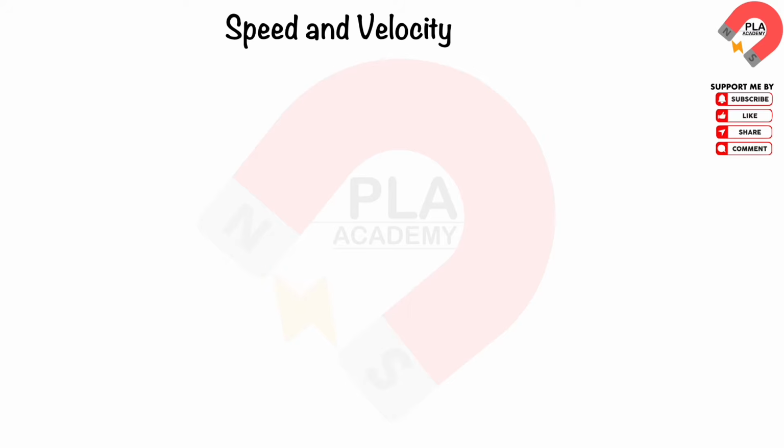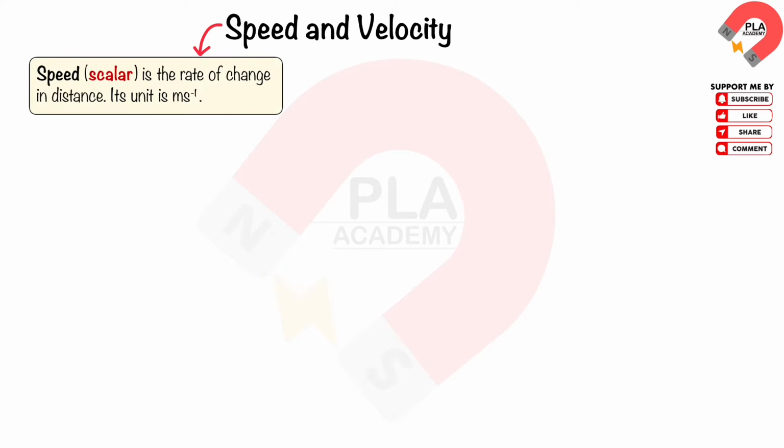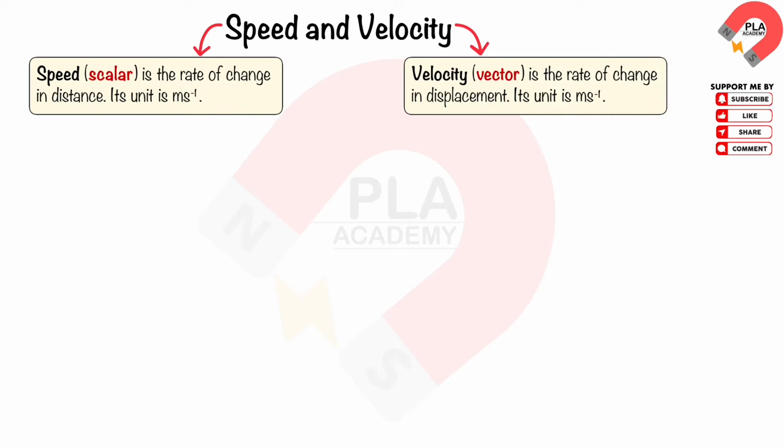Speed and velocity. Speed is the rate of change in distance. Speed is a scalar quantity and its unit is meters per second. Velocity is the rate of change in displacement. Velocity is a vector quantity and its unit is meters per second. The sign, positive or negative, in front of the velocity indicates the direction of the object's motion.